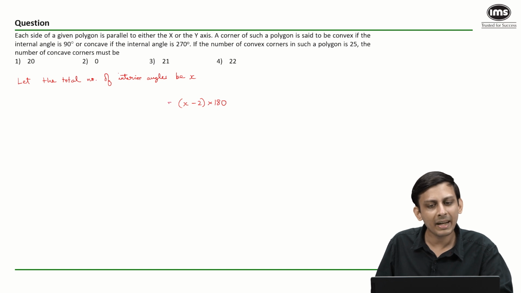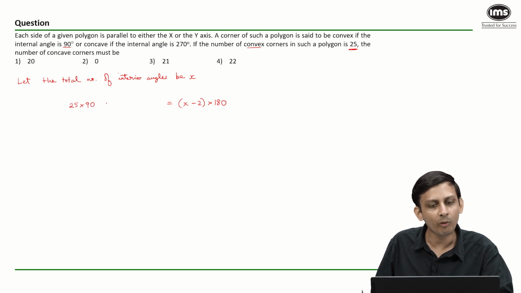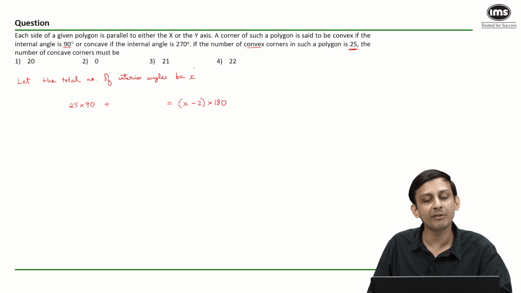Now, we can break up this sum, the total, in terms of convex and concave. So for convex, we have 25 of them and each one is 90. So the sum of the convex angles will be 25 into 90. So this is for the convex. Now we will add the concave to get the total. Now concave, how many angles will there be? Total number of angles is x, out of which 25 are convex. So the remaining x minus 25 will be concave. And each one of them is 270. So the sum will be x minus 25 into 270.